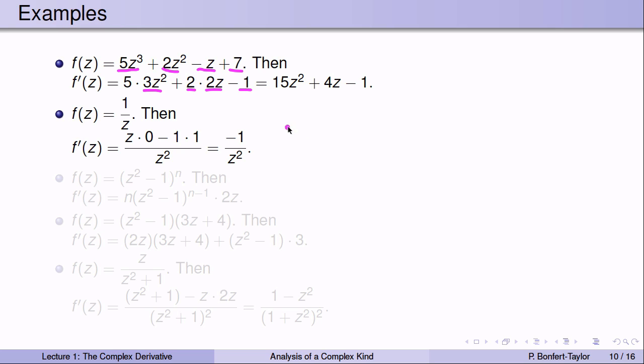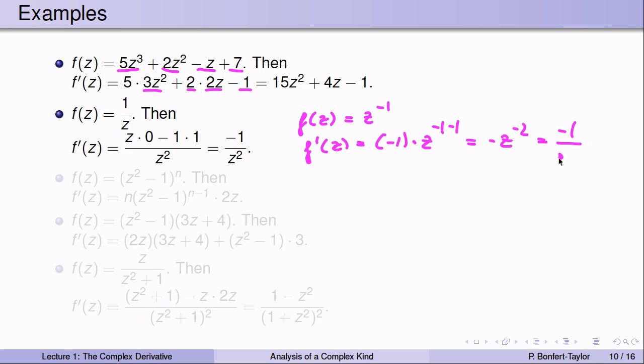A different way of finding this derivative would have been to look at this function as the function f of z equals z to the power negative 1, and realizing that this rule for the derivative of z to the n also holds for negative exponents. And so the derivative is therefore minus 1 times z to the n minus 1. So minus 1 minus 1, which is minus z to the minus 2. And if you rewrite that, that is minus 1 divided by z squared.